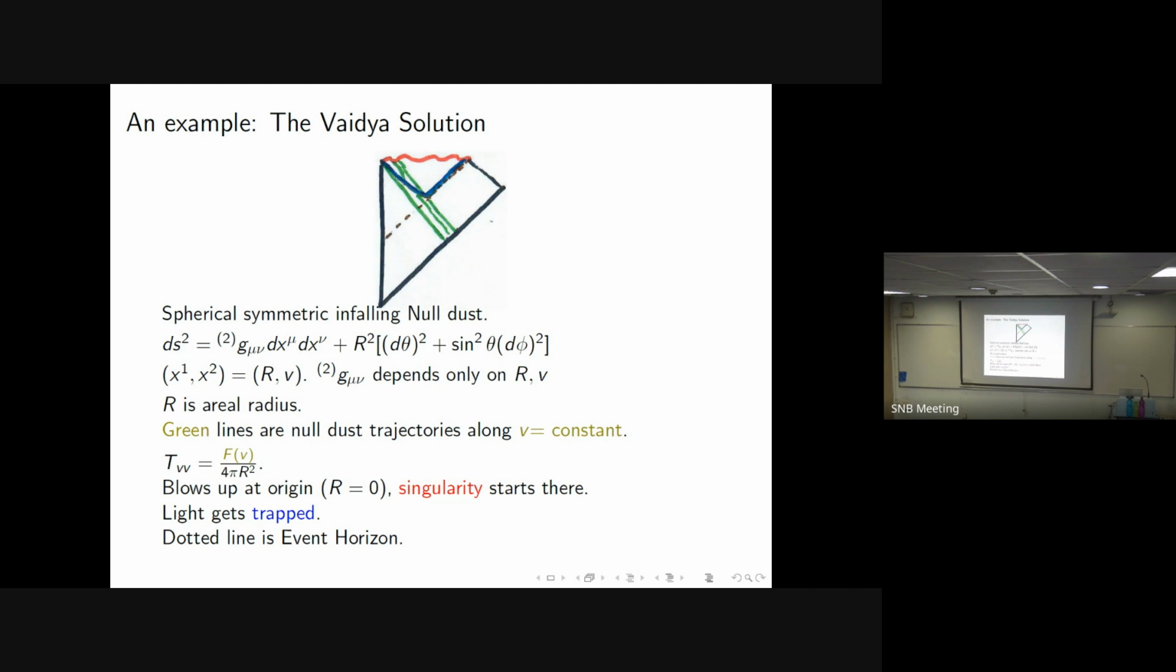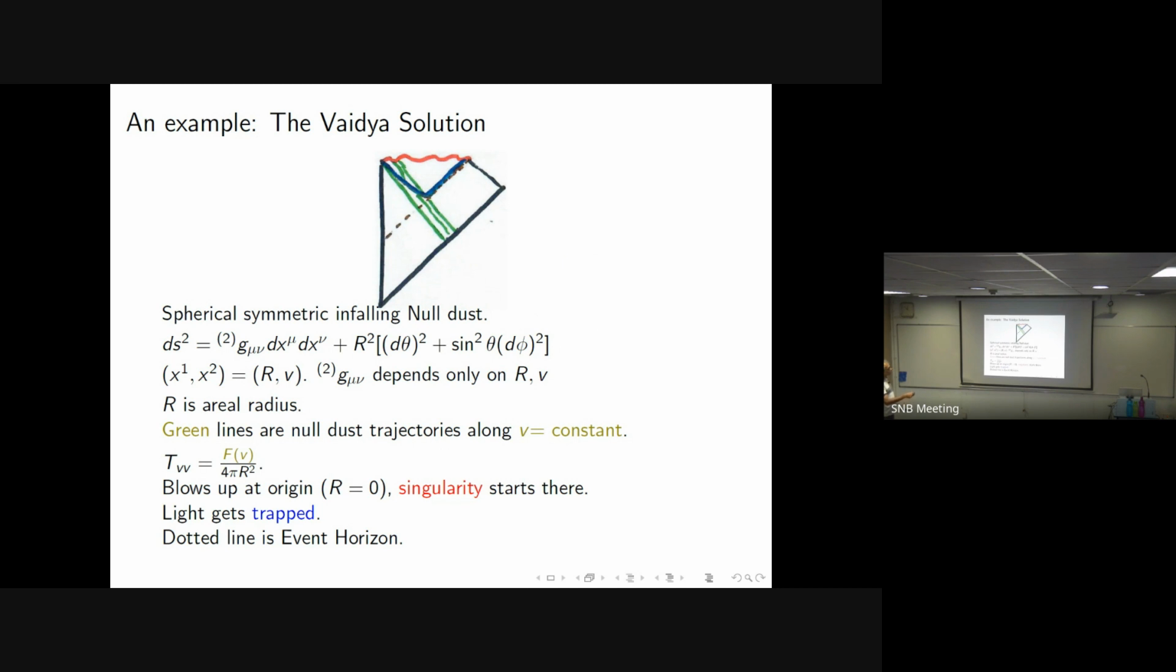I have not given you the form of the metric because it's not particularly enlightening. The main thing is that the stress energy tensor is prescribed as a function f of v, and this is intimately related to the mass of the space-time divided by this 4 pi r squared. So this is like a spherical wavefront of area 4 pi r squared and some null dust which is propagating, and as it propagates inside, like all spherical wavefronts, it tends to focus.